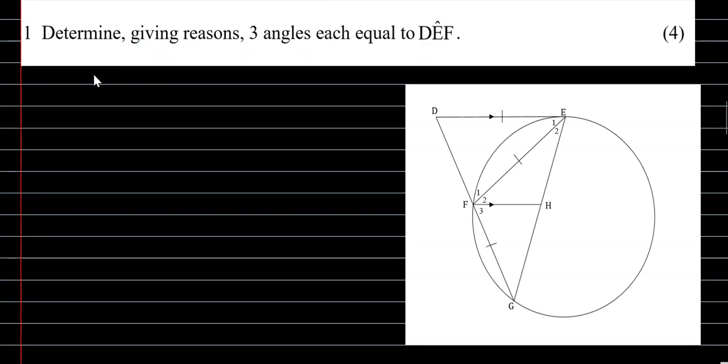So the first question says, determine, giving reasons, 3 angles each equal to DEF, and you will be given 4 marks. So how do we give reasons after finding these angles that are equal to DEF, right? Where is DEF? This is E1, which is the DEF, right? So let me write a table here so that I can write my statement and reason, because they just told me to determine, giving reasons.